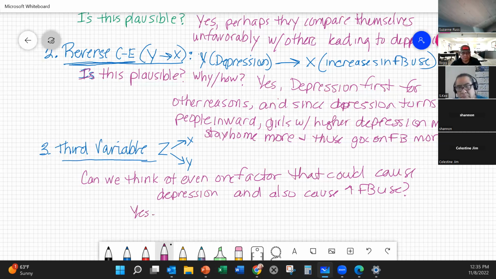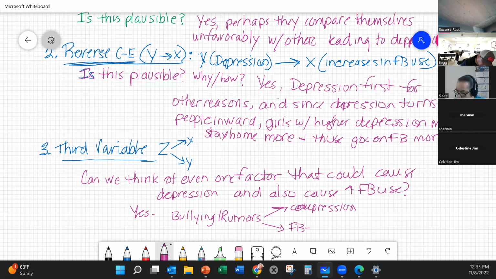Let's take bullying, rumors and stuff like that. Let's just take that one since it's right there. Bullying, rumors, all that kind of nasty relationship aggression that can happen. That could cause depression. And it could cause girls to go on Facebook a lot. They're monitoring things, right? I think that one makes sense.